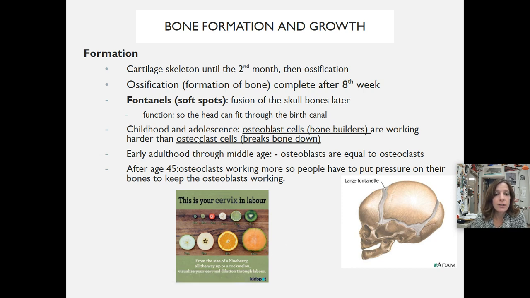So in childhood and adolescence, your teenage years, the osteoblasts, the ones that are building bone, are working much more than the breaking down of bone, because you're growing and your bones are getting harder and more solid. In early adulthood, they're working about equally. And then after 45 or older, the osteoclasts tend to work more, and so that's when people have to keep putting pressure on their bones so that the osteoblasts will work.